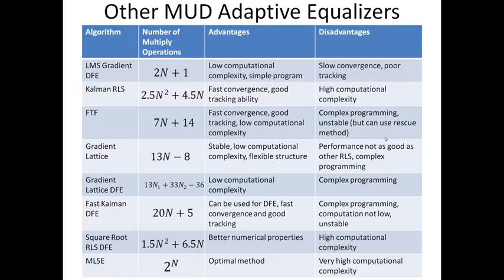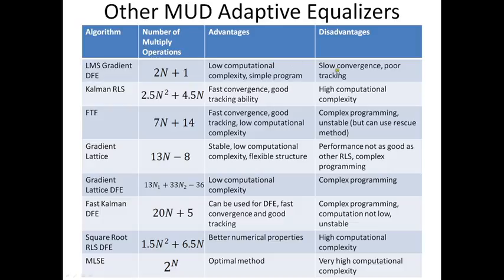So there's, like I said, a lot of other adaptive equalizers, and here's a list of them and the number of operations that they have. So obviously, Kalman is really bad because it's 2.5n squared plus 4.5n. So it's very complex, where something like the LMS gradient DFE is good because it's only 2n plus 1.